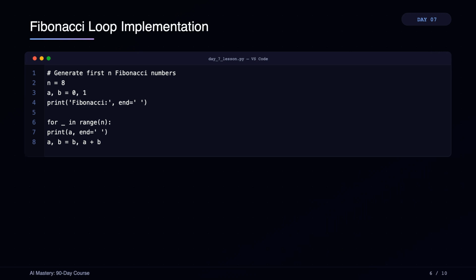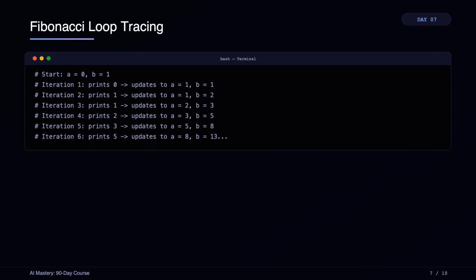Let's trace the Fibonacci loop to see how Python updates the variables. In iteration 1, the loop prints the current value of a, which is 0. Then, the swap assignment sets a to b, which is 1, and b to 0 plus 1, which is 1. In iteration 2, it prints a, which is now 1. Then, a updates to b, which is 1, and b updates to 1 plus 1, which is 2.